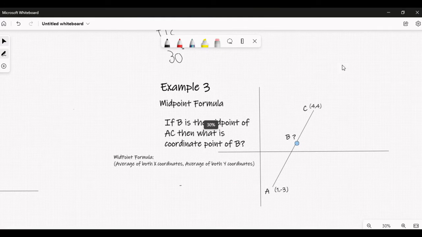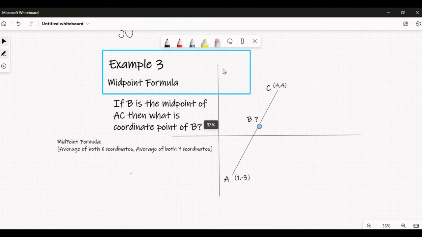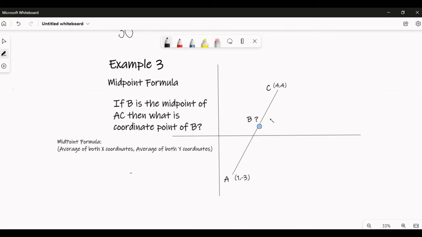So coming to example number 3, understanding the midpoint formula. If B is the midpoint of this line AC, then what is the coordinate point of B? The midpoint formula basically states that the coordinate point of the midpoint is the average of both x coordinates of the endpoints, A and C, and the average of both y coordinates. So the average of A and C would equal B.